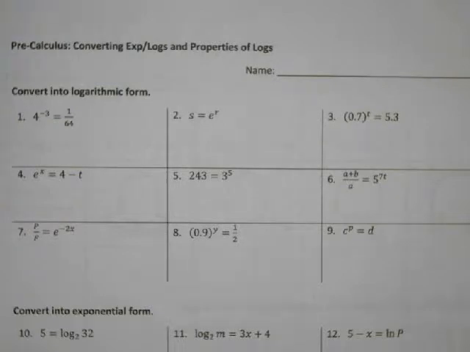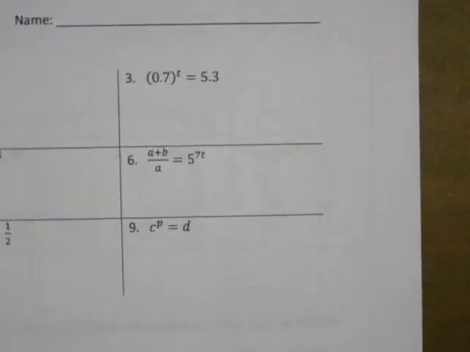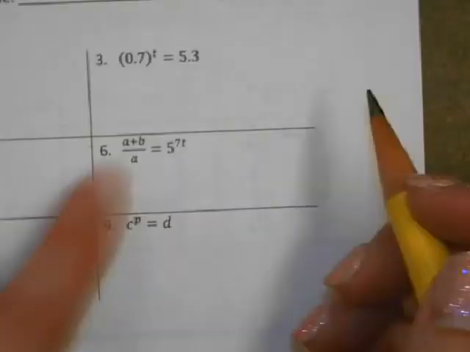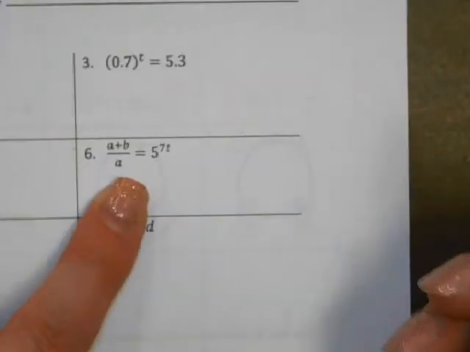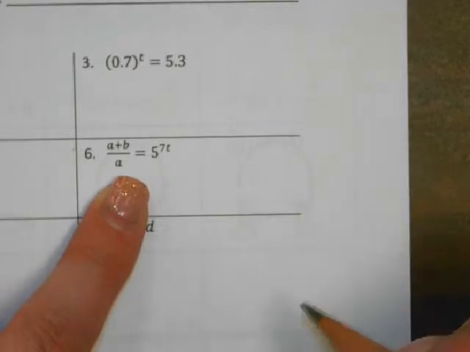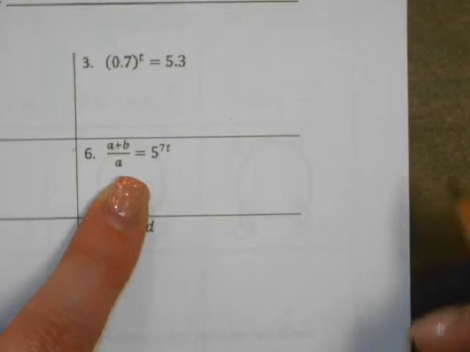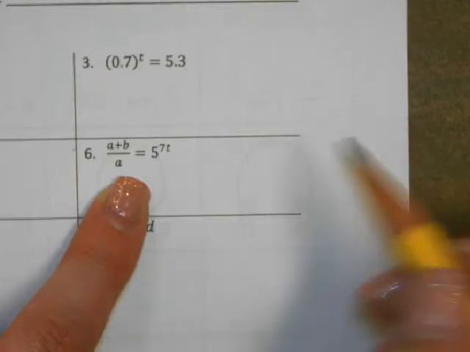So second period wanted us to do number 6, which I think is a good one. So we can go ahead and do number 6. All right. So this is in exponential form. We're going to convert it to log form. And what do we focus on first? The base, right? The 5.